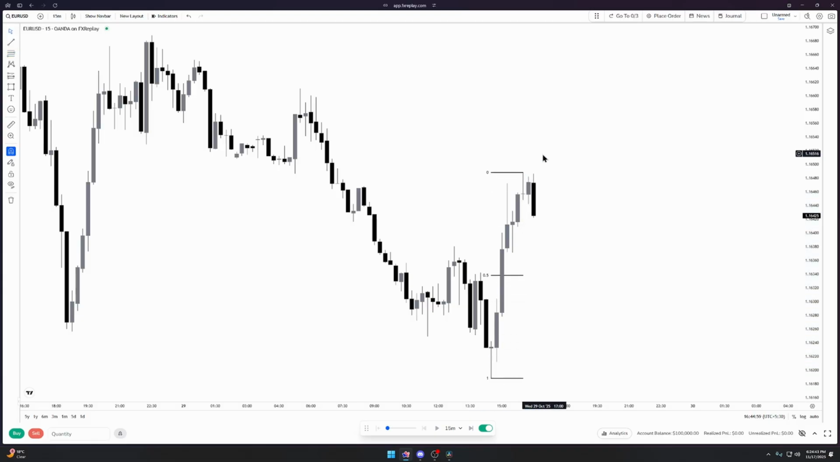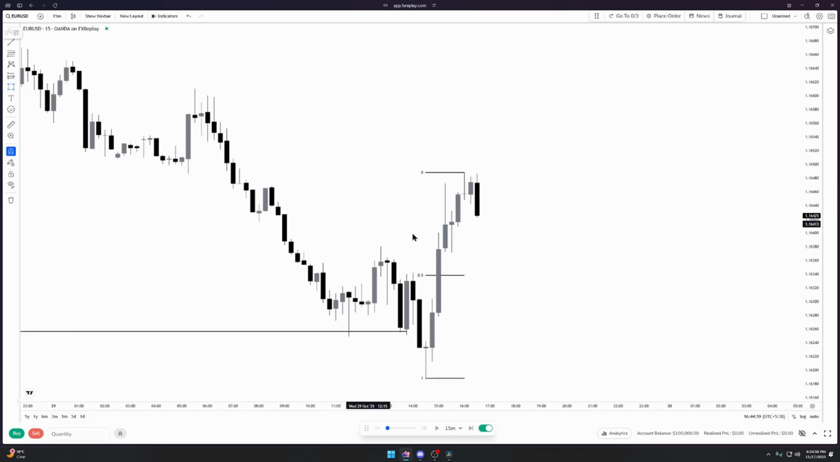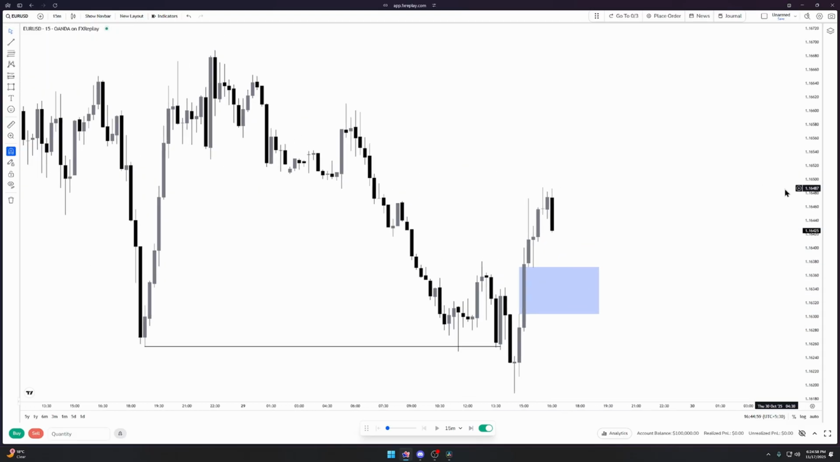Why are we using this specific low? Because this low is the one that swept liquidity, and that makes it meaningful. From here, we mark the fair value gap that lies inside the discount range. Now we know the market can trade upwards from this bullish fair value gap, but the next step is identifying how far it can go.